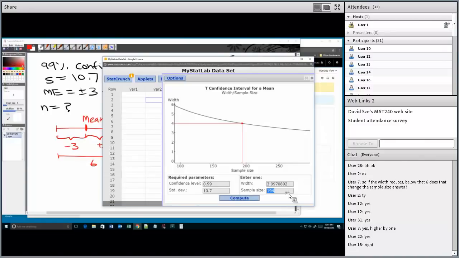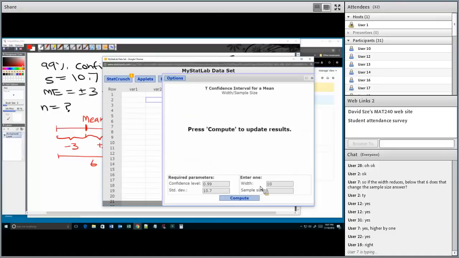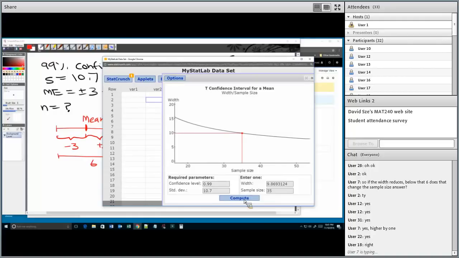If I can live with a larger margin of error, say I want 10 now instead of 4, you'll see that I'll need fewer cases, 35, because I'm saying I can live with a larger margin of error, meaning I'm okay if I make errors. So I have more room for errors, and I'm okay with that. So that means I can live with a lower sample size.